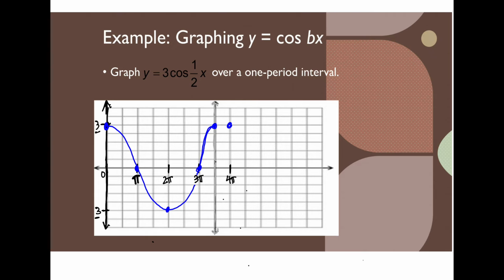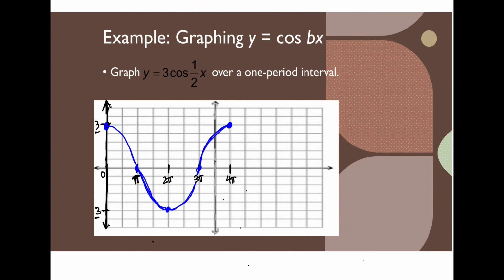Oops, my high point should be here. Let me fix that really quick. Hopefully it doesn't erase this whole thing that I just drew. Yeah, okay. Good. All right, so there's my graph for the cosine. I've adapted it.